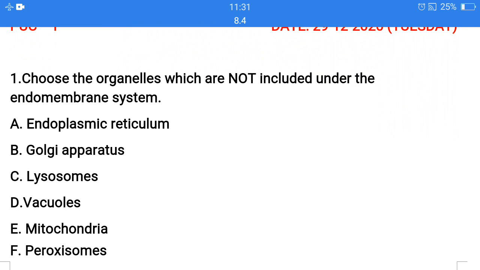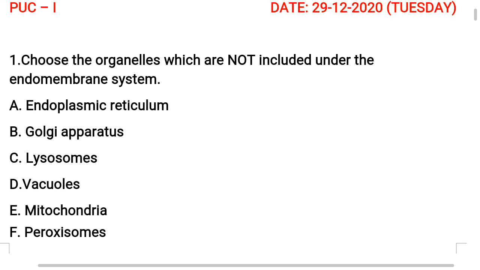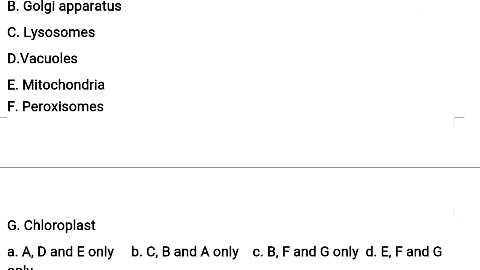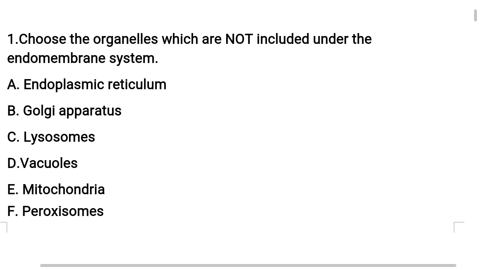First question. Choose the organelles which are not included under the endomembrane system. Here in this question, A to G, certain cell organelles are given. In these cell organelles, we need to find out the cell organelles which are not included under the endomembrane system. Have you understood? Now let us see one by one in detail.